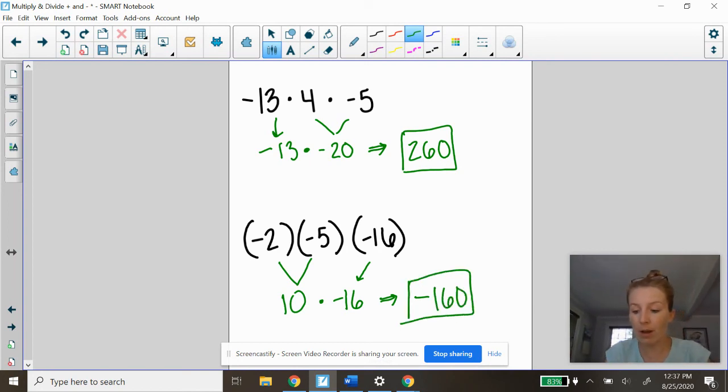So there you go. There are a couple tricks. Think about the patterns for multiplying and dividing positive and negative numbers. Think about the commutative property and how you can rearrange in a way that feels good to you. And think about how these rules still apply when you have more than two numbers that you're multiplying, and how you can break it down like I have here on the screen.